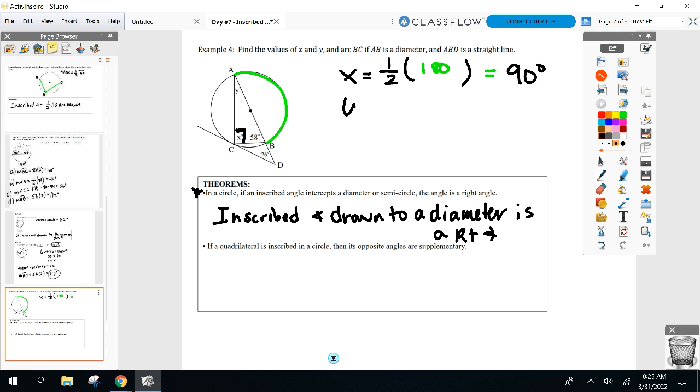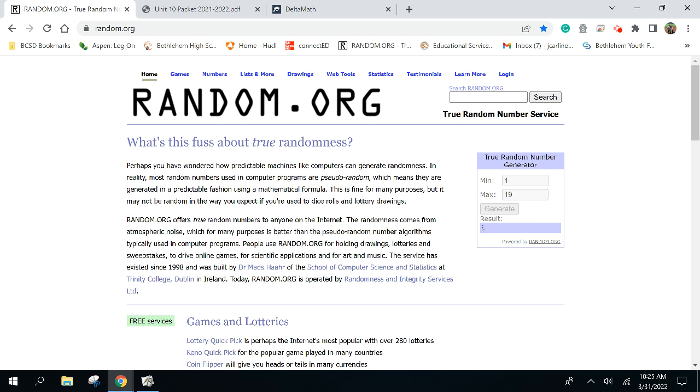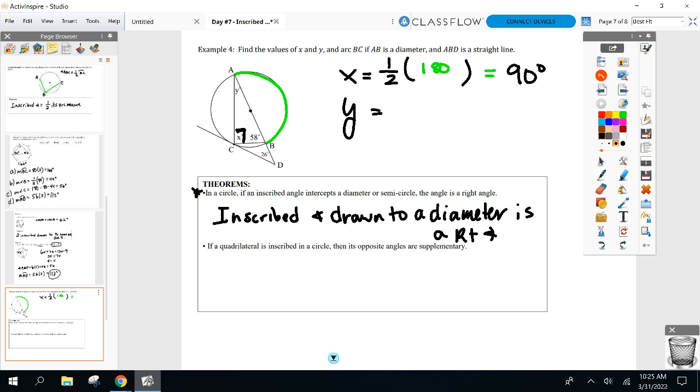Can you help me find y? Josh, I don't even want to do any circle facts. Can you get me right to y? Yep. It's 180 minus 58 minus 90. 32. So that's 32.